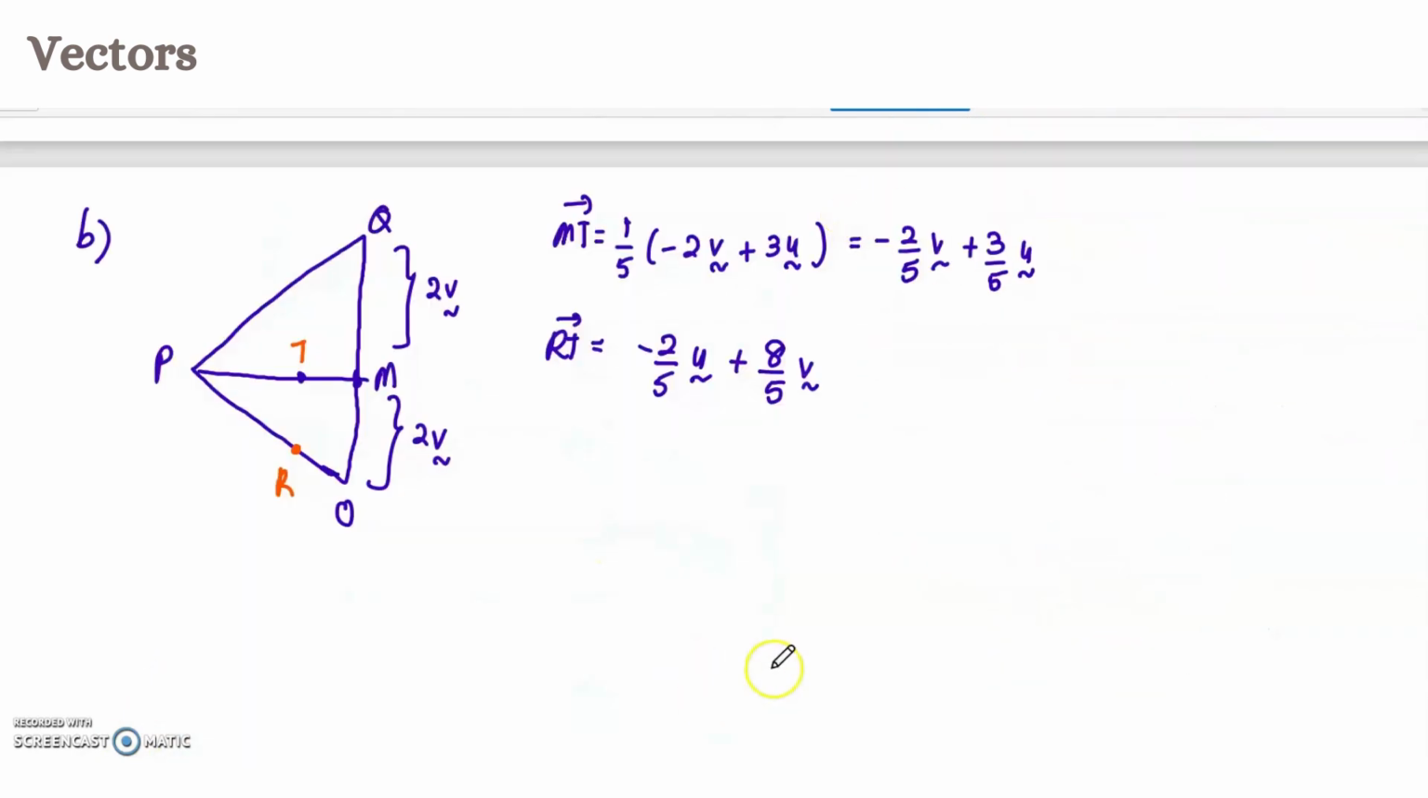Now we go to question B. The question asks, what is the ratio of RT to TQ? From the vectors, we can convert it into the value of the ratio, as long as you know the vector RT and the vector TQ. We already have the vector RT, which is negative 2 over 5U plus 8 over 5V. Now we want to find TQ.